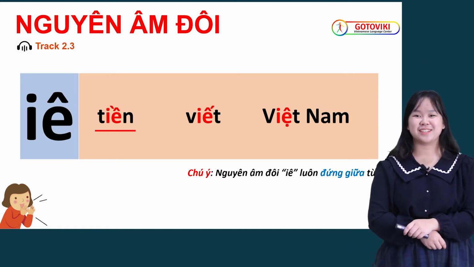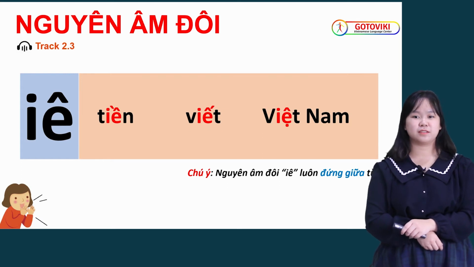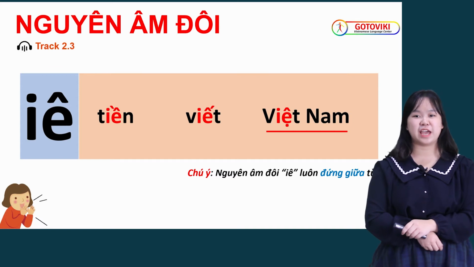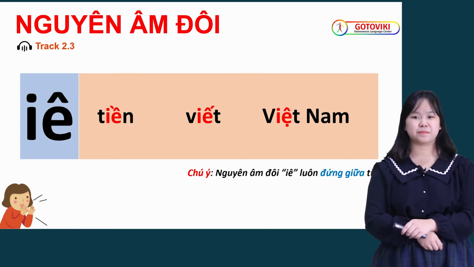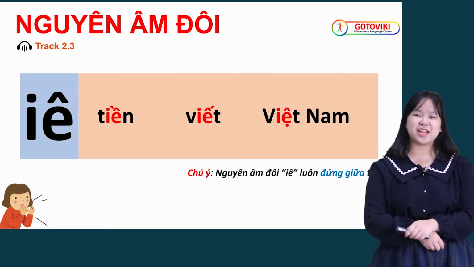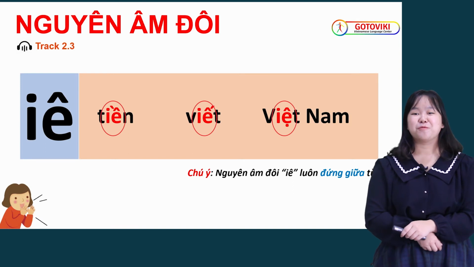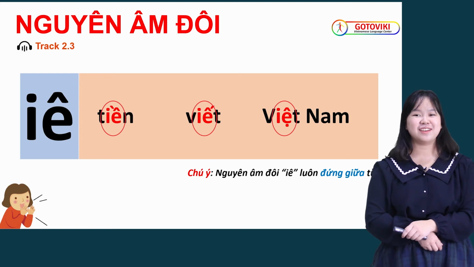For example, tiền, viết, Việt Nam. Tiền, tiền, tiền. Viết, viết, viết. Việt Nam, Việt Nam. Tiền means money. And you can see that in this example, the vowel ê always stays in the middle. So remember that whenever you see the vowel ia stay in the middle of the word, you will write it with i ngắn and ê and pronounce it as ia.